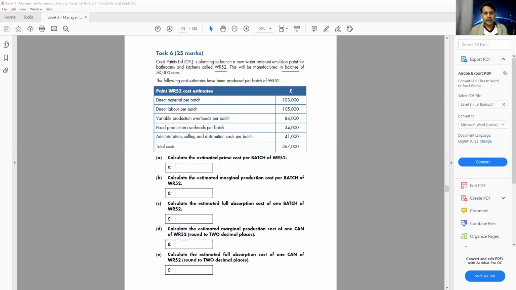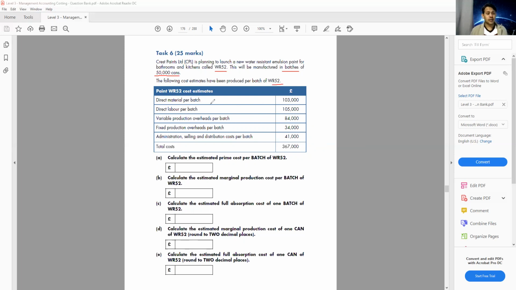In every batch, how many products will be there? 50,000 cans. So at the same time, you process 50,000 cans. The following cost estimates have been produced per batch of WR52. WR52 is the product name.